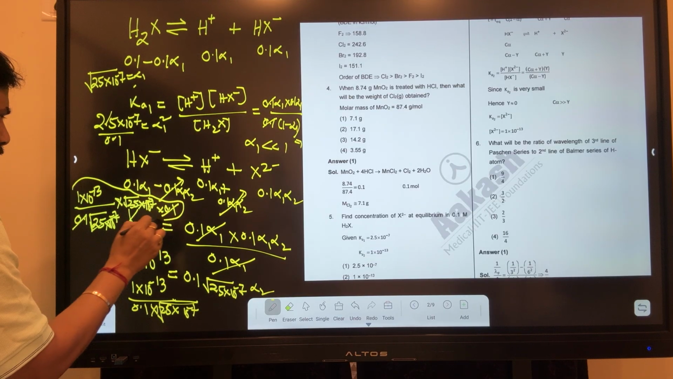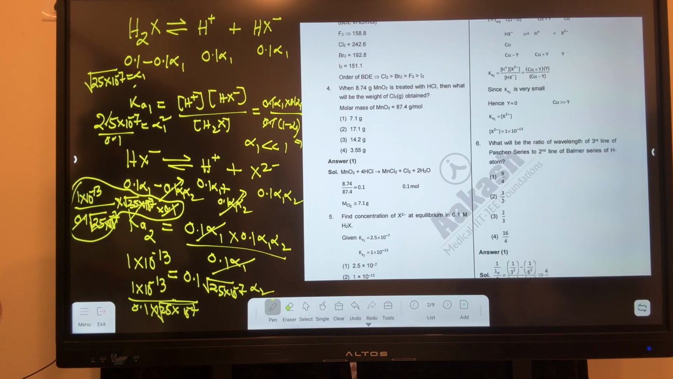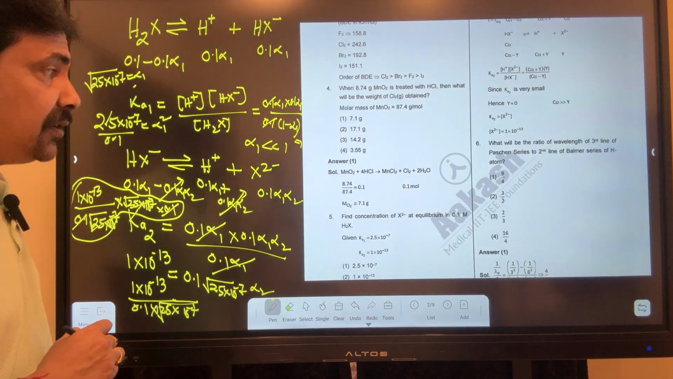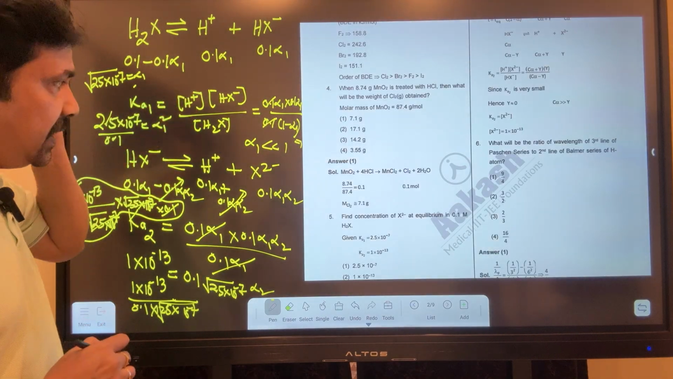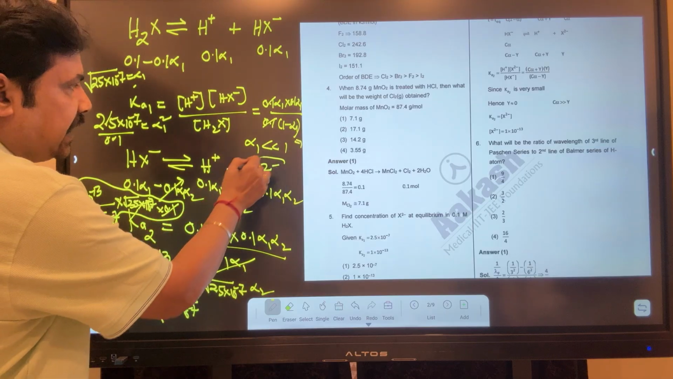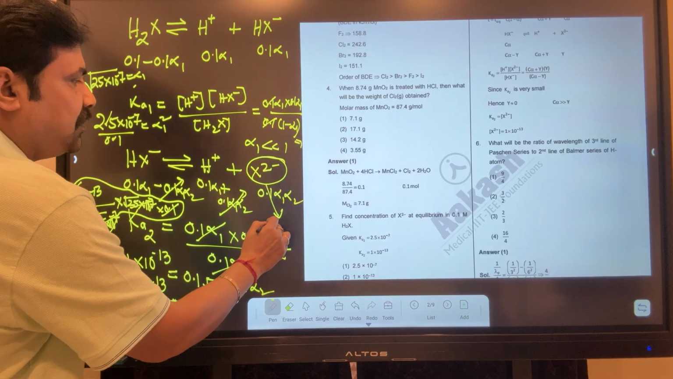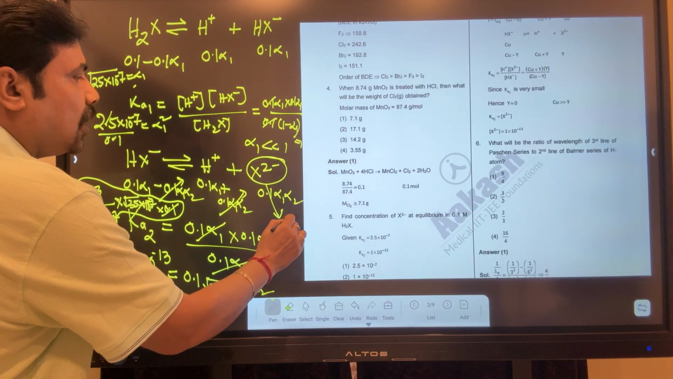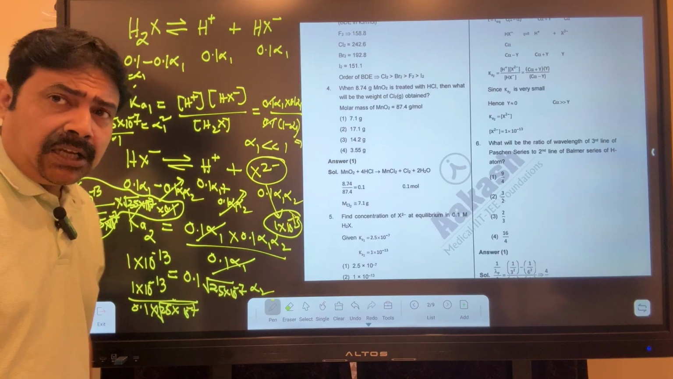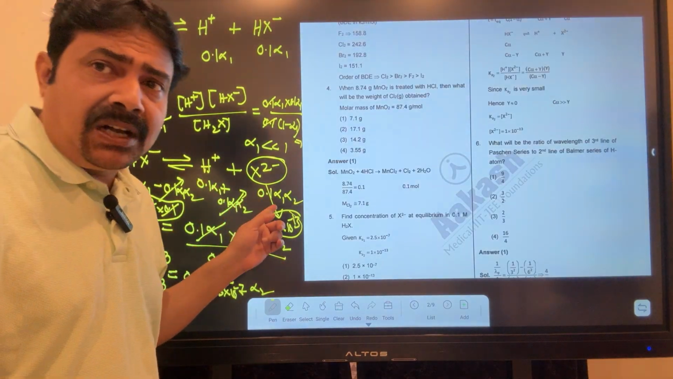Then you look at the calculation. What value are you getting? 1 into 10 to the power of minus 13. So that's your answer. What is the x2 minus concentration? x2 minus concentration finally is coming 1 into 10 to the power of minus 13. Point is clear, which is nothing but 0.1 alpha 1 alpha 2.